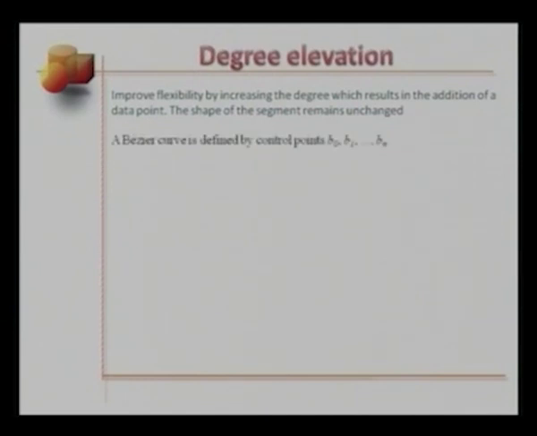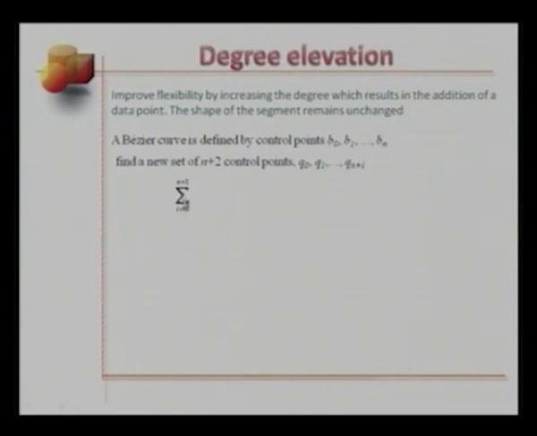We all know this. A Bezier curve is defined by control points B sub 0, B sub 1, up to B sub n. Let's say these are n plus 1 control points here. And the problem is to find a new set of n plus 2 control points given by Q sub 0, Q sub 1, up till Q sub n plus 1, so that the original shape remains unchanged.